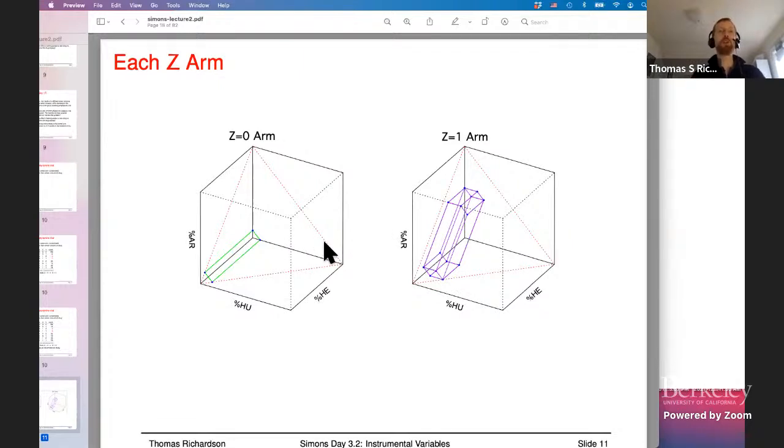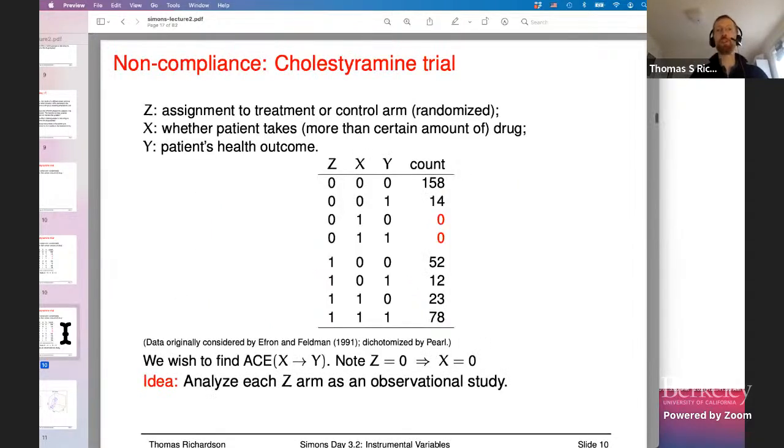Also, because we're supposing here that which observational study people are put into doesn't change the way that the drug affects them. In particular, we're supposing that the people up here who are assigned to this arm, where they can only take control, they only get the control. They have no way to take the active treatment. The way they respond is the same as the way the people here respond to control.